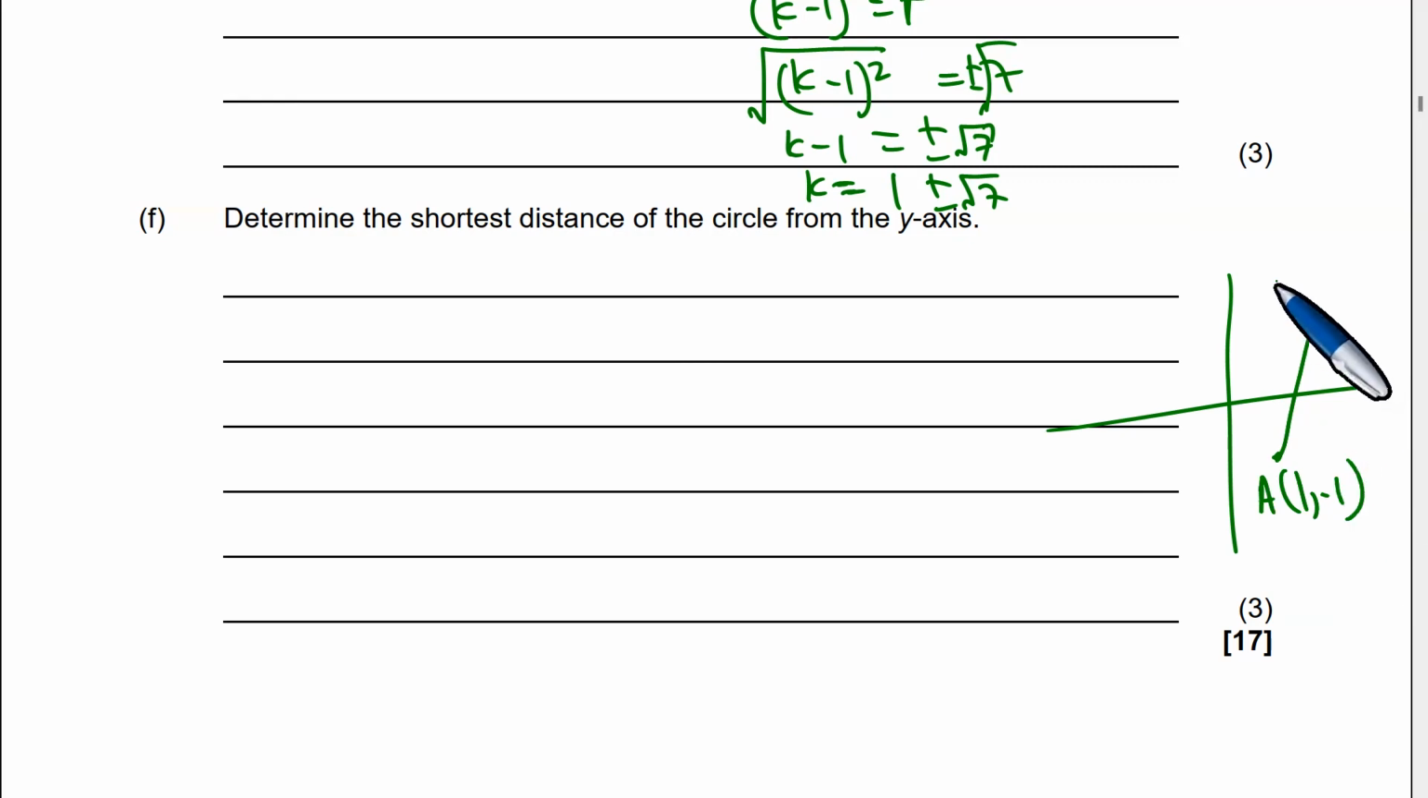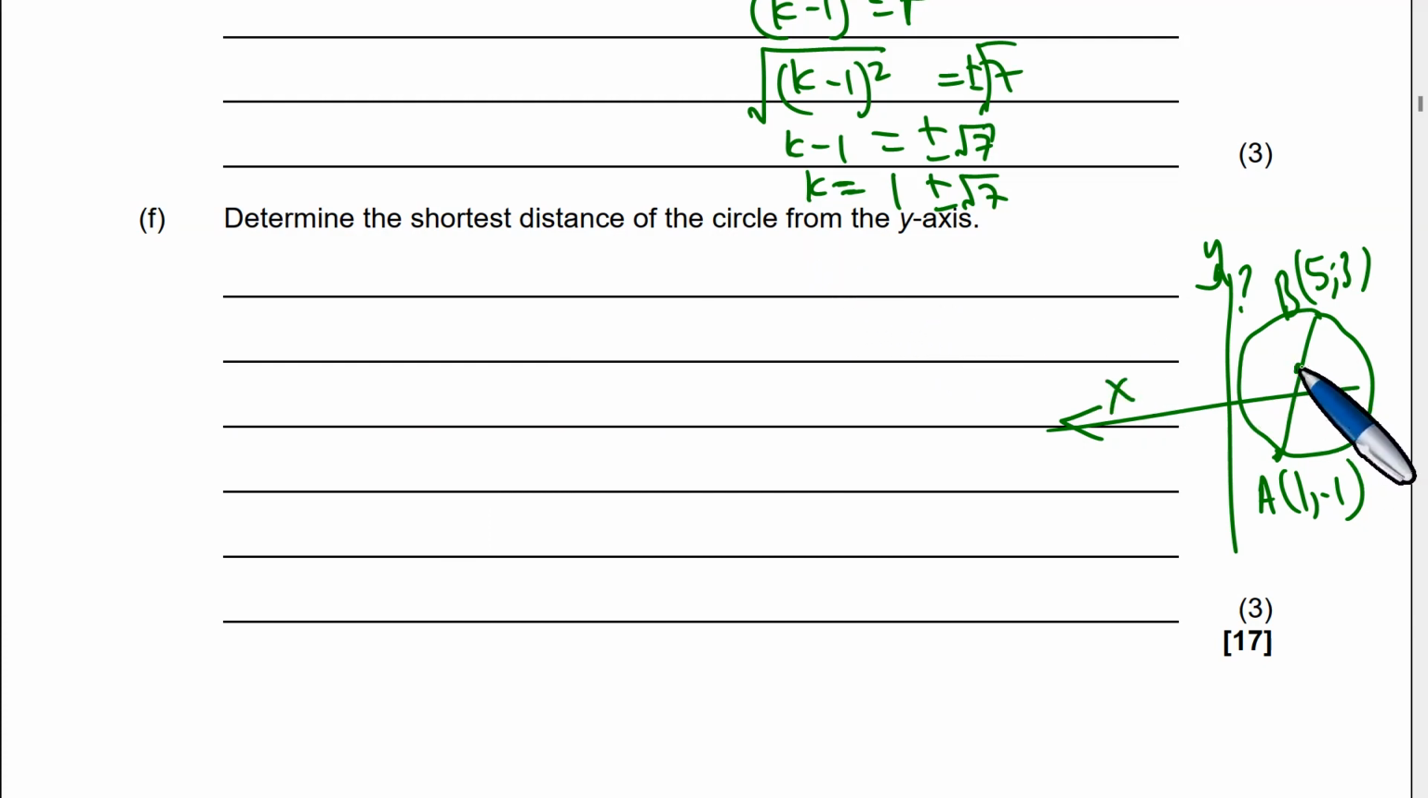A is 1 and minus 1. B has the coordinates 5 and 3. Here is a circle, something like this. It might be cutting the y-axis, but obviously you need to cross-check that part. This is the coordinate axis, the x and the y-axis. That's just a rough sketch. So the question is saying determine the shortest distance of the circle from the y-axis.